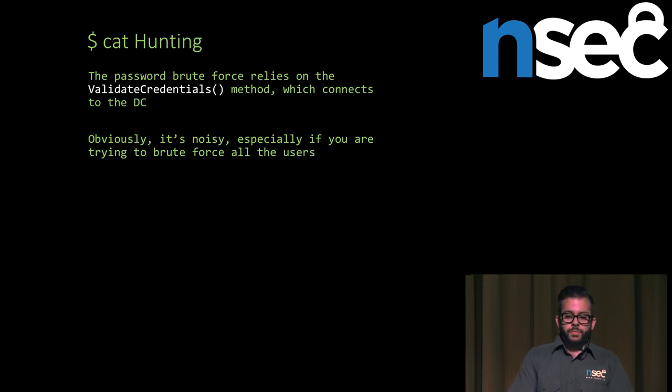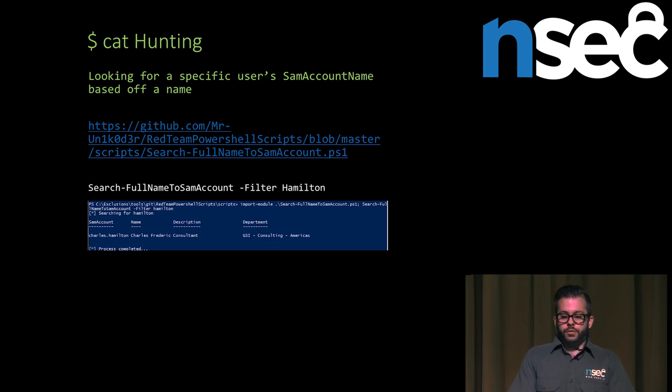If you're looking for a specific SAM account name, let's say you went on LinkedIn and found a specific user that seems really interesting, there's a little script that I wrote called search full name to SAM account. You just provide a name, and it returns the information that's inside of the Active Directory. In this case, I searched for myself inside of the FireEye domain, and as you can see, I just specified Hamilton, and my name came out. So you can get the SAM account name, and you can potentially try to find where this user is currently logged in based on the SAM account name, right?